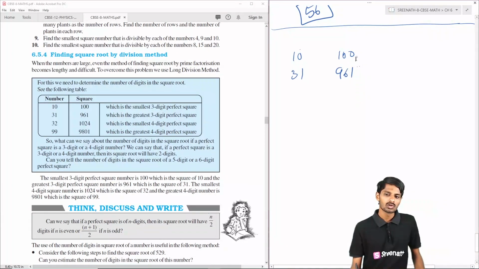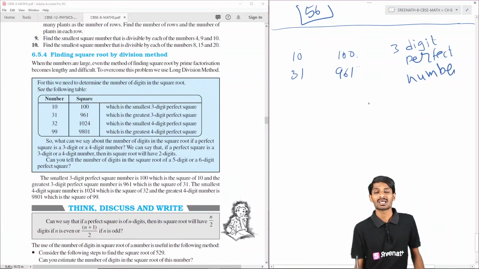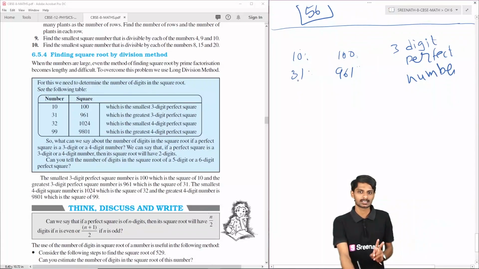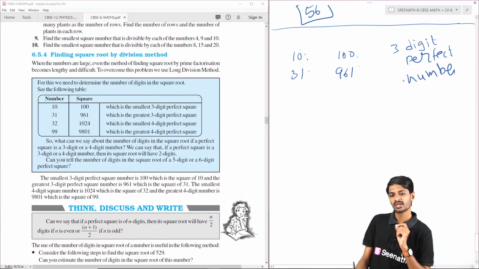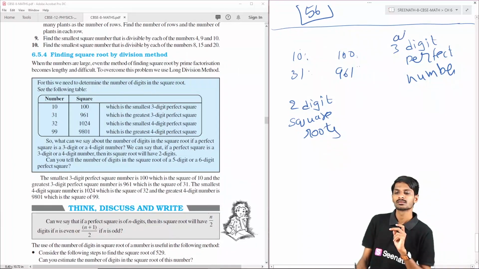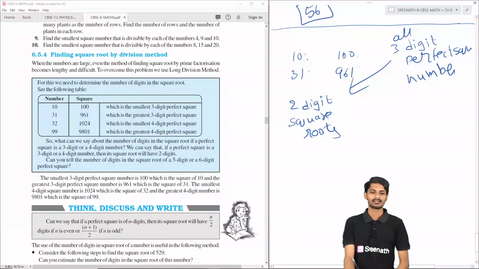Okay, students. So all the 3-digit perfect square numbers must have roots between 10 and 31 only. And between 10 and 31, we have only 2-digit numbers. So all the 3-digit perfect square numbers will have 2-digit square roots only.